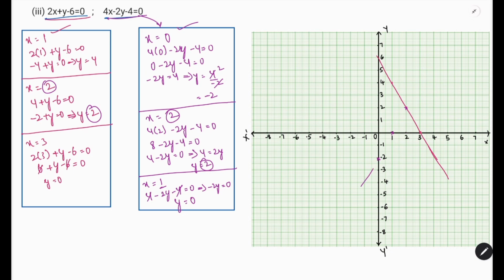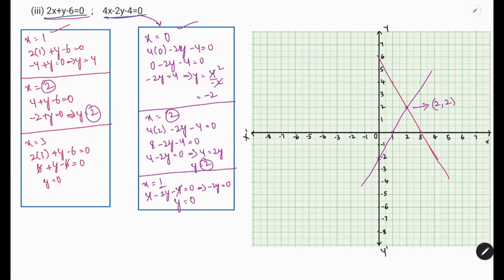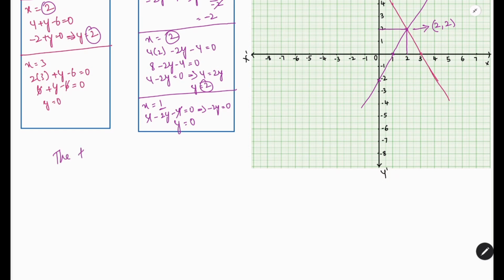See, these two lines are intersecting at which point? It is 2, 2. It is intersecting at 2, 2. See here, the x-axis is 2 and the y-axis is 2. Okay. Here the lines are intersecting at one point. So if they are intersecting, it has a unique solution.